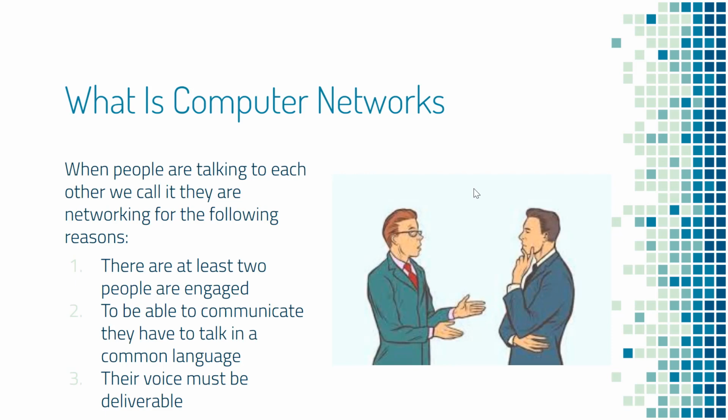So let's start with what a computer network is. Let's imagine this analogy. If we have two people talking to each other, usually we call this networking of two people, because the requirement is that there are at least two people. If we have 3 people, 4 people, 5 people, then we are saying it's networking, right? If 2 or more people are engaged in a conversation, we call it networking.